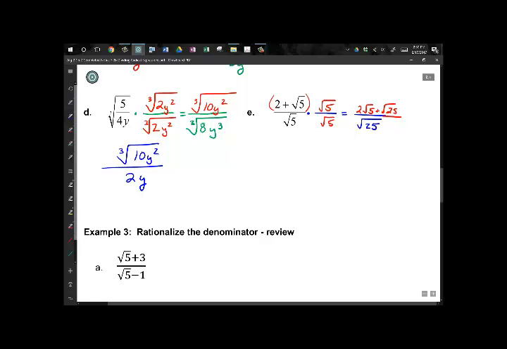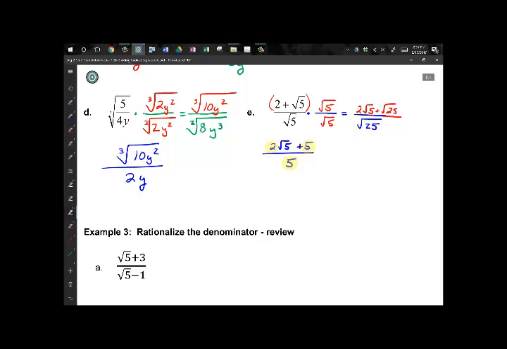Let's keep going on this. That'll give us 2 square roots of 5 in the numerator plus 5 over 5. Now, this is a case where we want to take a look, and we look at this 2, that 5, and that 5, and if all three of them divide by the same number, we can simplify. But in this case, we can't.